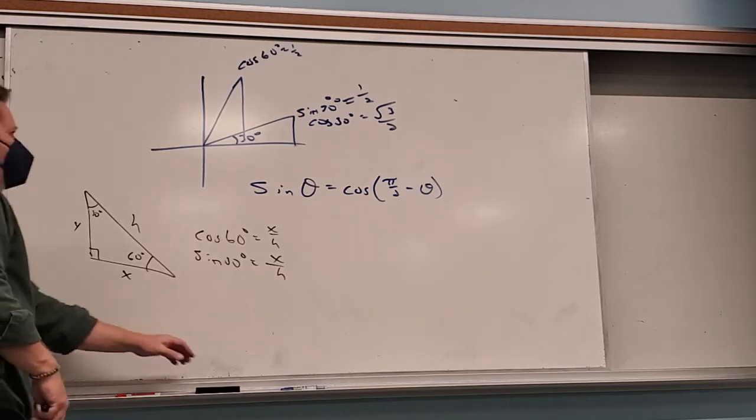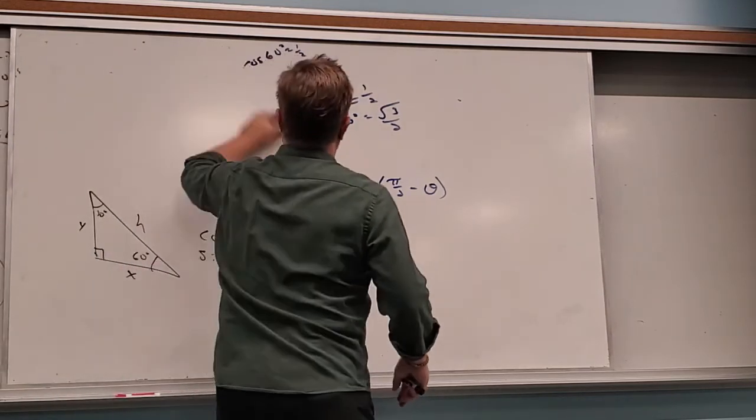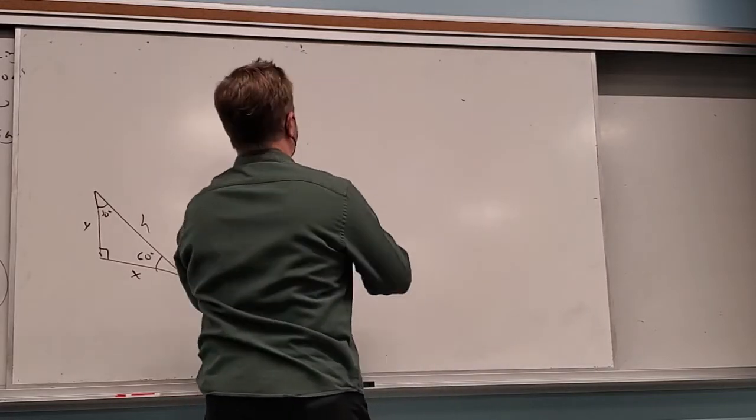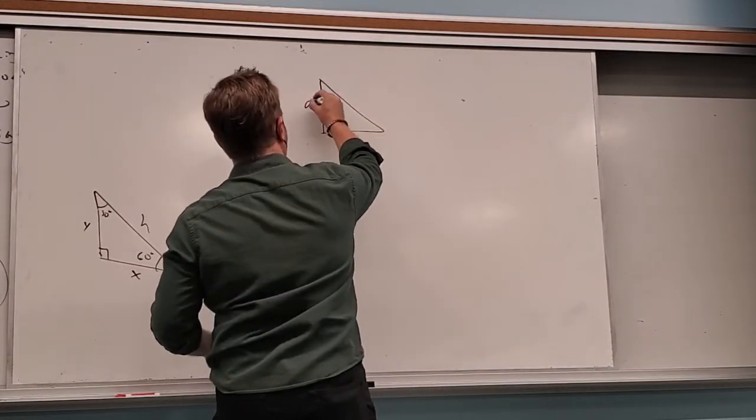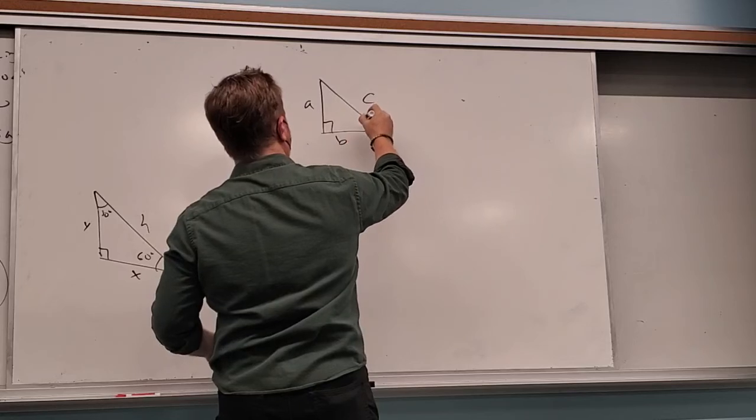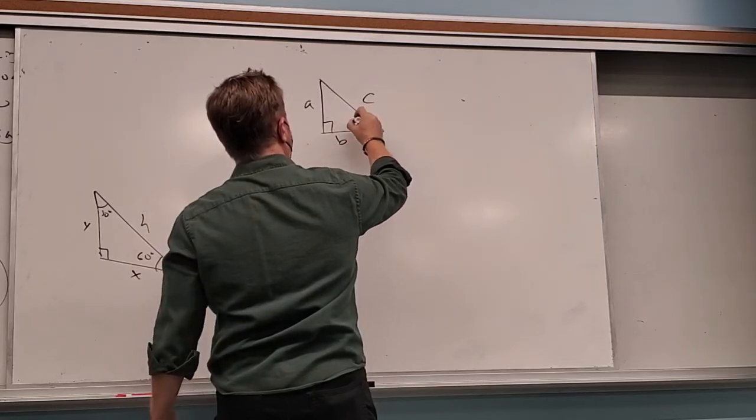So, for example, real quick, if I have a triangle, let's just say A, B, C, and let's say this is 50 degrees. So what's this?